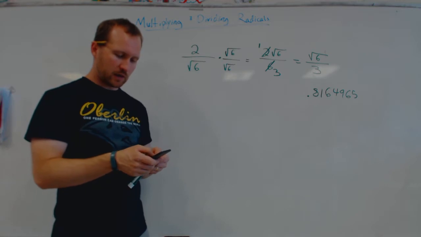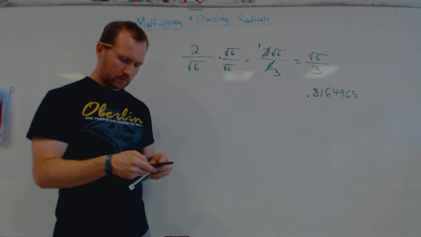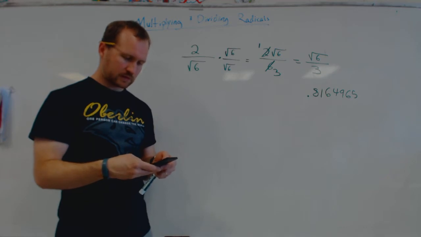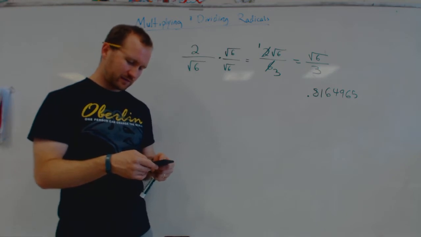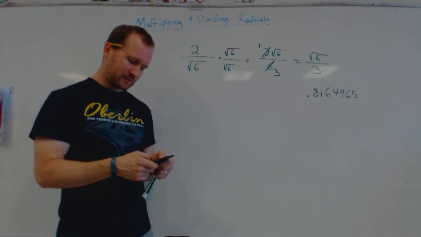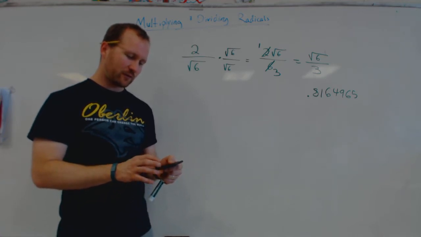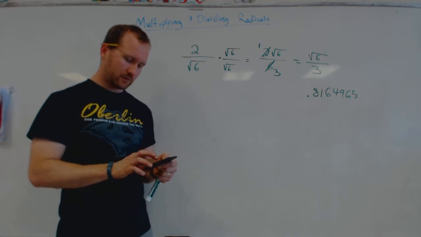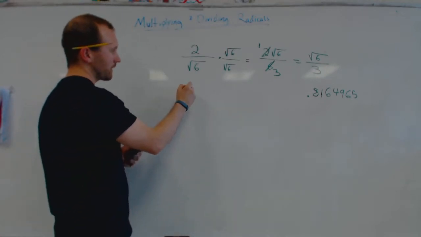And then if I do 2 divided by the square root of 6, I don't think I understand how to use the memory on this calculator. The square root of 6, okay. The square root of 6 is 2.4494897. Okay, so 2. There we go. And then I get the same thing.